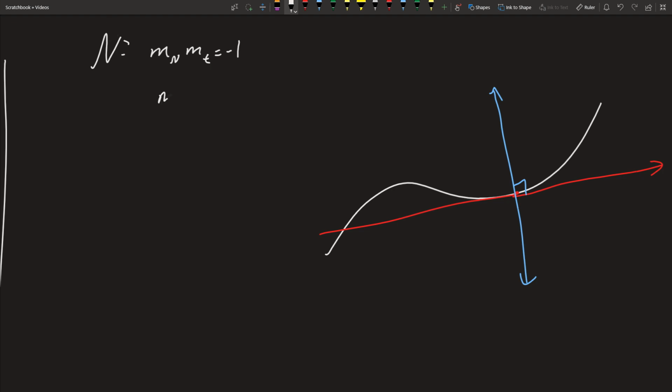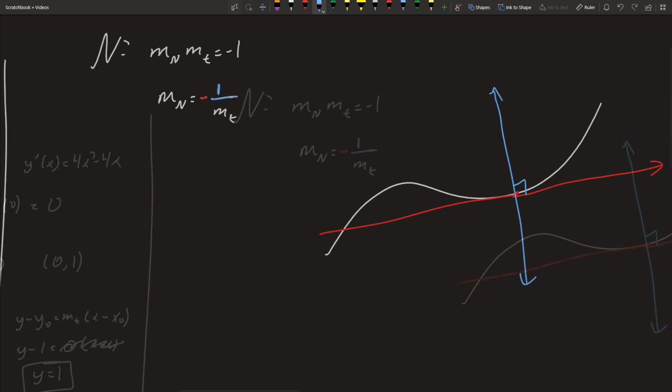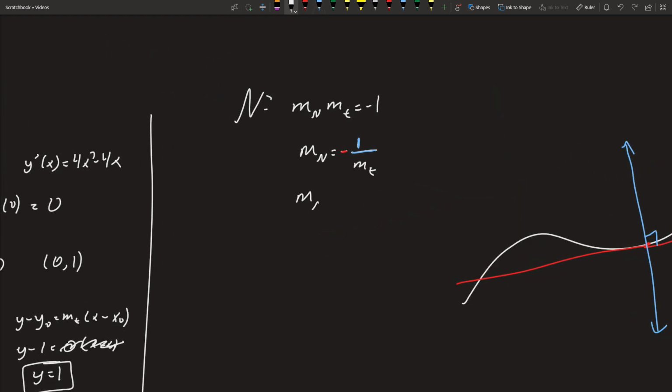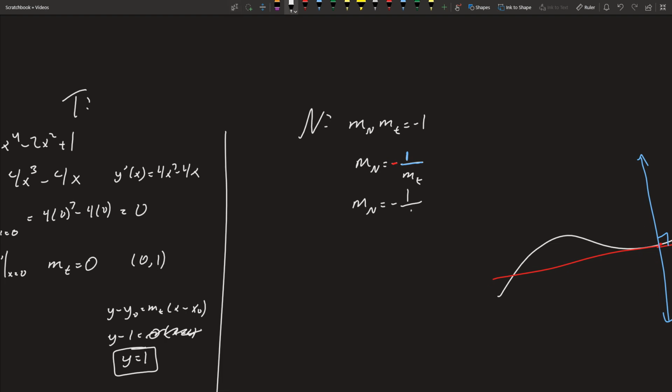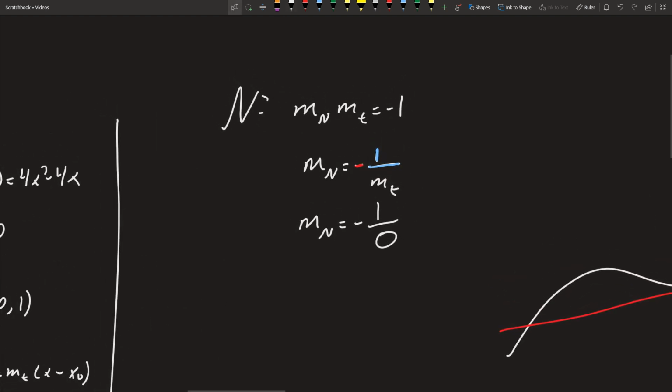So that means the slope of the normal is equal to the negative reciprocal of the slope of the tangent. What do I mean by negative reciprocal? You take the negative and then you reciprocate it. This part in red is for the negative and in blue is for the reciprocal. Anyways, that means the slope of the normal is equal to negative 1 over m sub t, and this m sub t is 0. Now, problem, right?